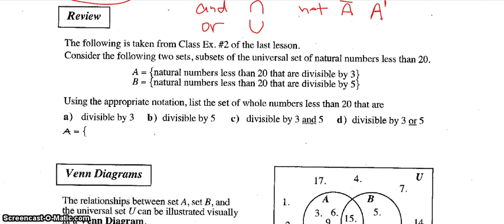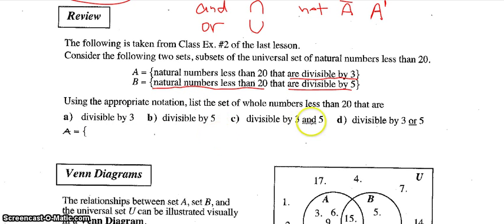We have this example from our last lesson. We have two sets A and B. They are both defined to be natural numbers less than 20. That will be the universal set. And then there's some condition. One set is divisible by 3, the other set is divisible by 5. So just divisible by 3, there will be 3, 6, 9, 12, 15, 18. Divisible by 5: 5, 10, 15.